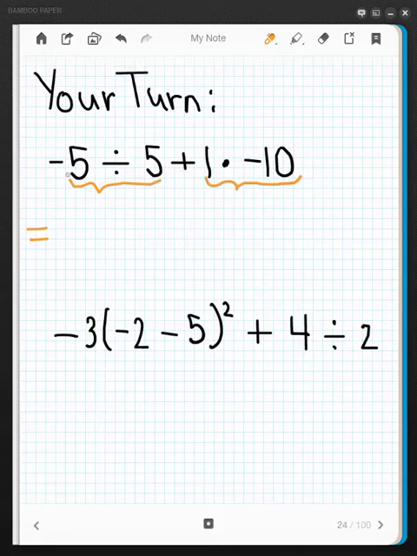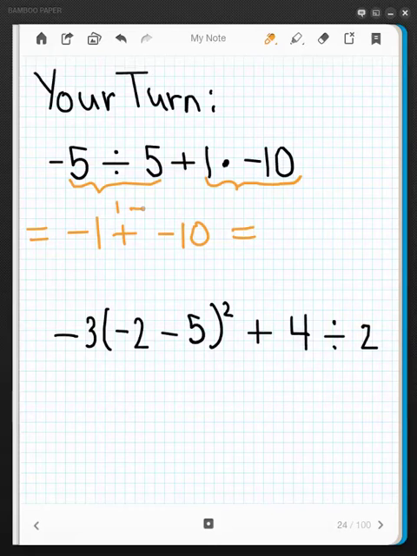So a negative divided by a positive is going to be a negative, and 5 divided by 5 is 1. And then plus, a positive times a negative is a negative, and 1 times 10 is 10. And now I have an integer addition problem.